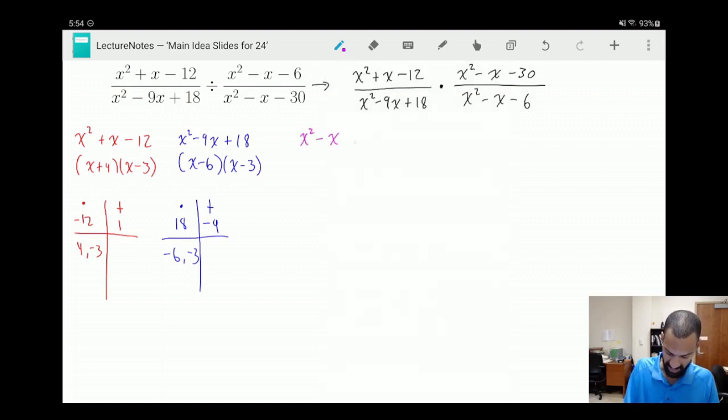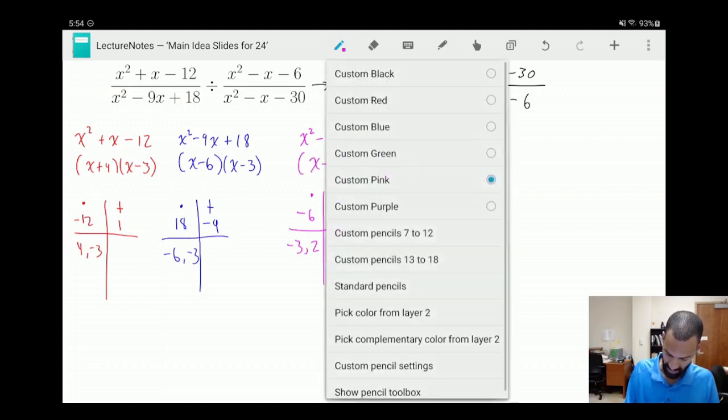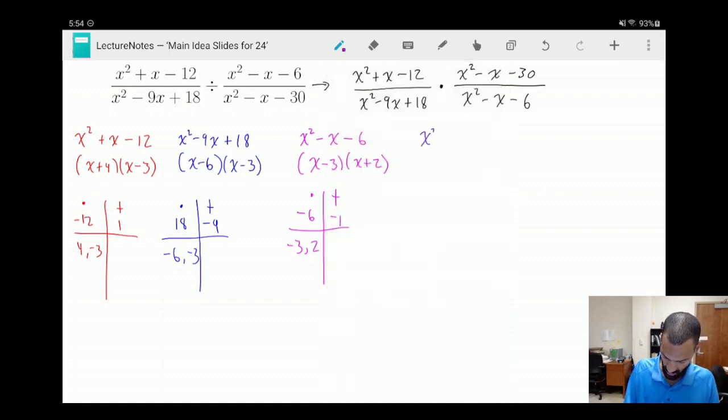X squared minus x minus 6. I need two numbers that multiply together to be negative 6 but add together to be negative 1. That would be negative 3 and 2. So this is going to be x minus 3, x plus 2. And x squared minus x minus 30. I need two numbers that multiply together to be negative 30 but add together to be negative 1: negative 6 and 5. So x minus 6, x plus 5.